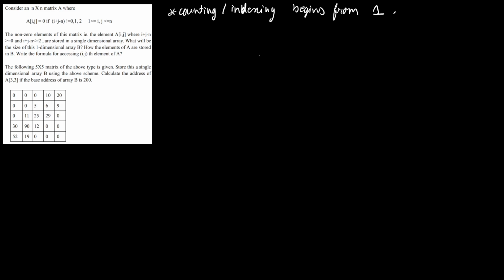the non-zero elements of this matrix, that is the element Aij where I plus j minus n is greater than or equal to 0 and I plus j minus n is less than or equal to 2, are stored in a single dimensional array. So from this we know that there is some implementation of sparse matrix. The zeros that we are shown in this example won't be stored. Instead we just have to store the numbers present in between. That would be these numbers.